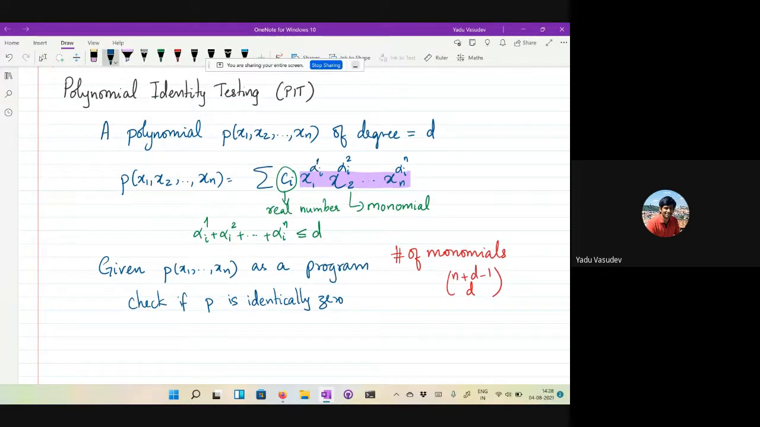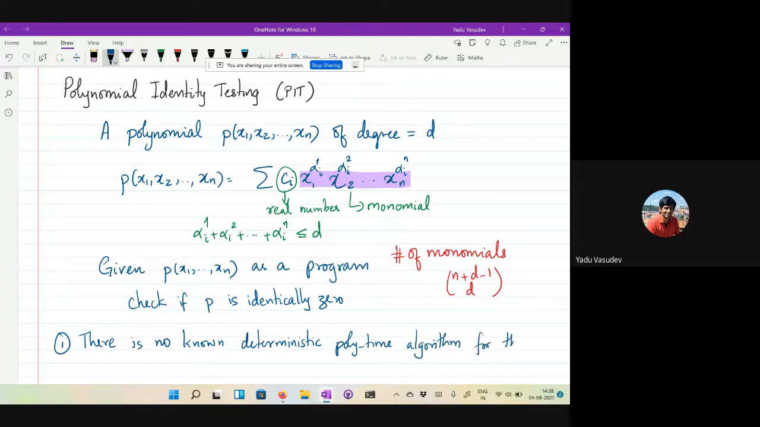So the first interesting point to note is that there is no known deterministic polytime algorithm for this problem, for PIT. Right? So what does it mean to say a deterministic polytime algorithm? The input here is the program that computes P. That program can become very small compared to the number of monomials in the polynomial, right?